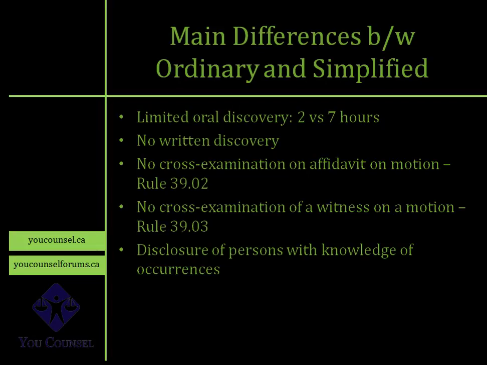Also, before you go to trial, at the time when you are serving your affidavit of documents, under simplified procedure, you are required to disclose the names and addresses or contact information of all persons who have knowledge of the matters in the claim, of the occurrences in the claim that they have personal knowledge of, so they are potential witnesses to this court action.